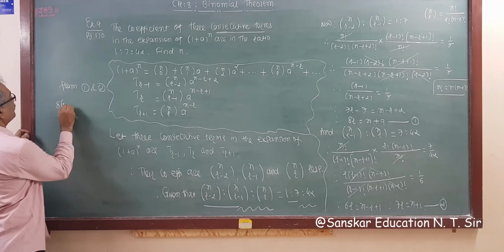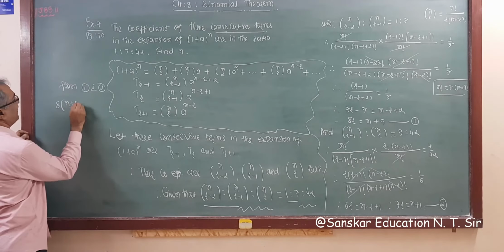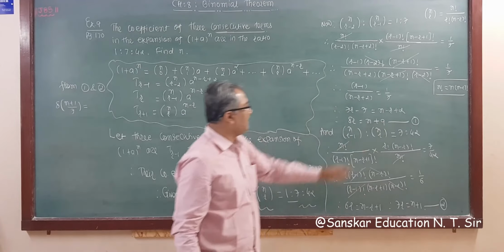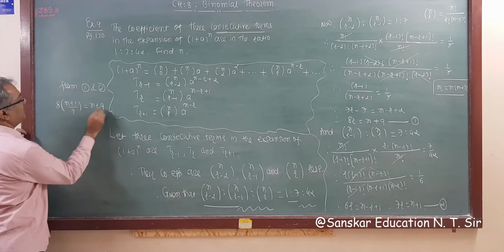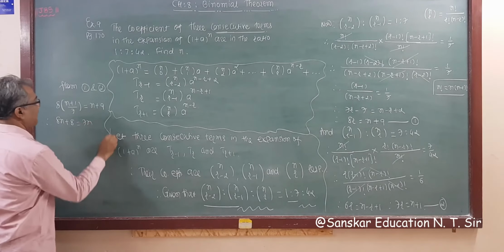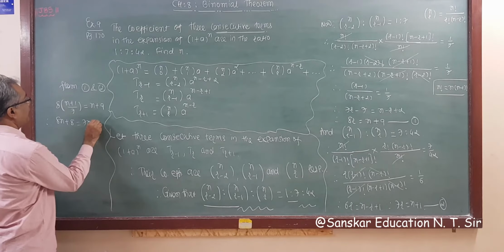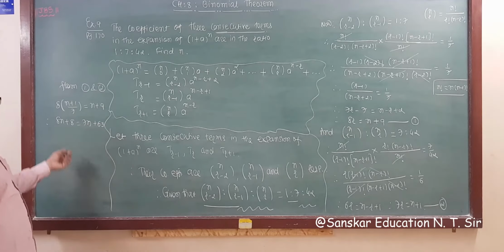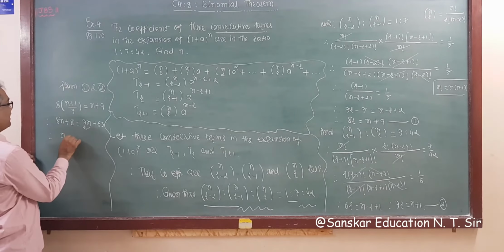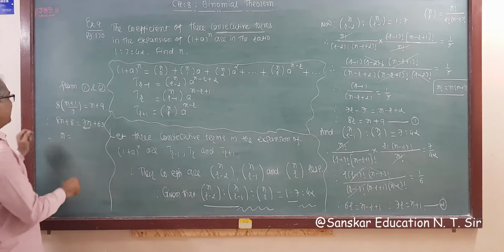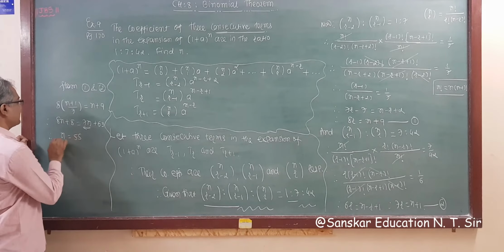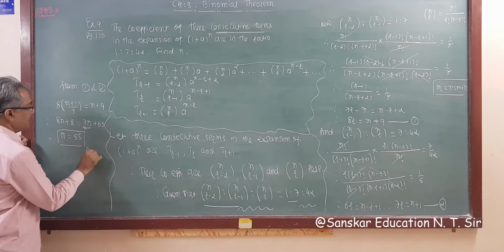So 8 into (n plus 1) by 7 is equal to n plus 9, right? So what we get? 8n plus 8 is equal to 7n plus 63, right? If we take 7n to this side, then 8 minus 7 is n, is equal to 63 minus 8, that is 55. So n is equal to 55. This is your answer, right?